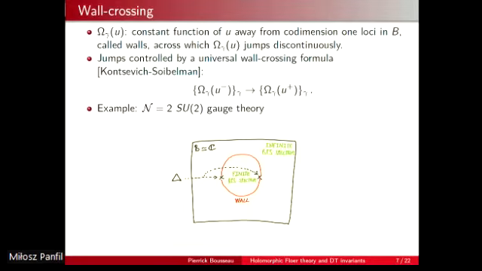Actually, only finitely many of them are non-zero. But outside this cycle, these BPS indices are different. And in fact, infinitely many of them are non-zero. And when you cross this red line, you can apply the wall-crossing formula to relate what happens inside this cycle and what happens outside of this cycle.